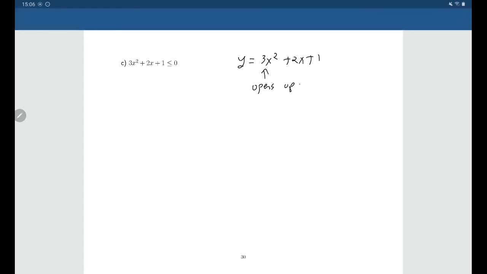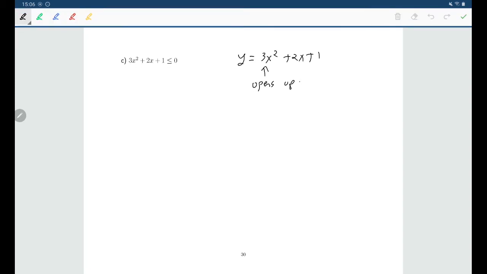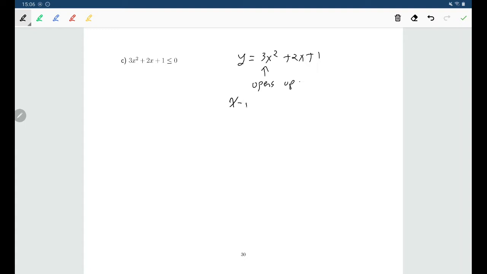And the next thing that we need to do again is find our x-intercepts. And we do that by letting the y value be 0 and solving for x. And again, I'm not going to bother trying to factor here. Instead, I'm just going to use my quadratic formula.